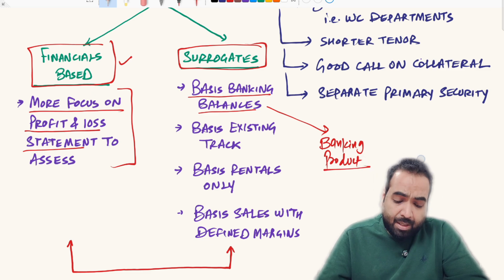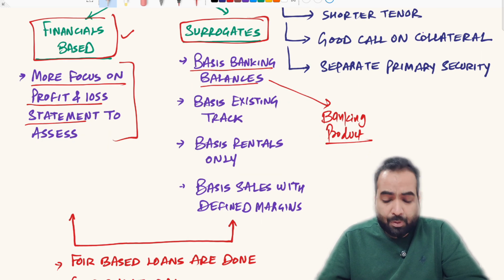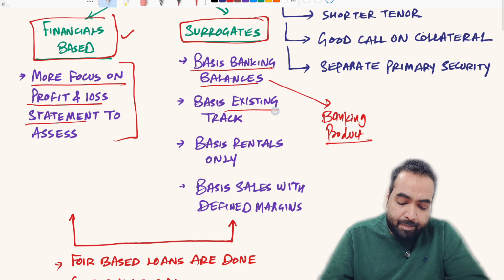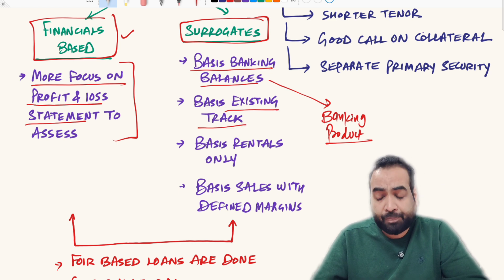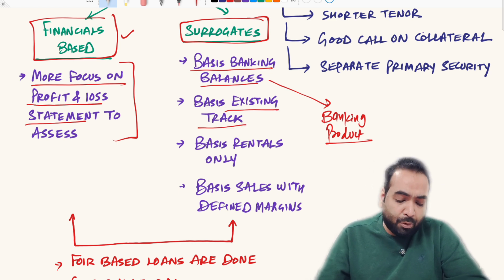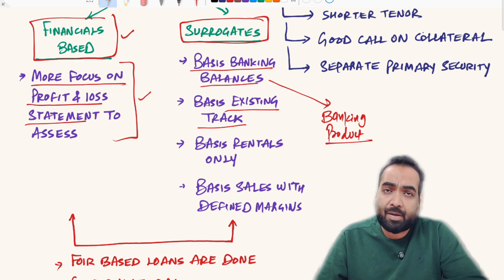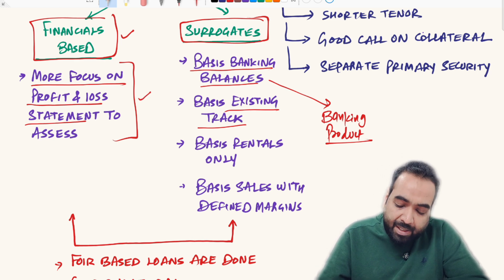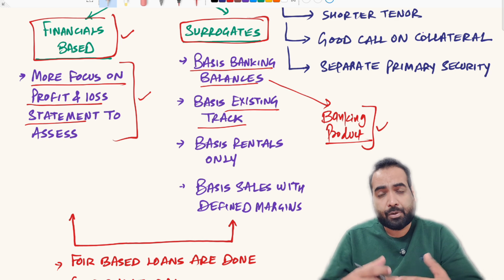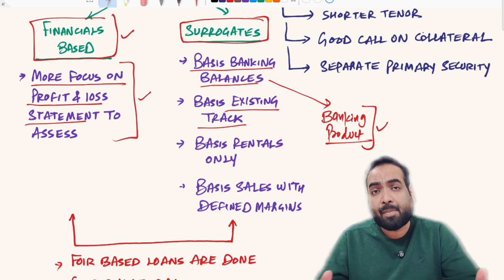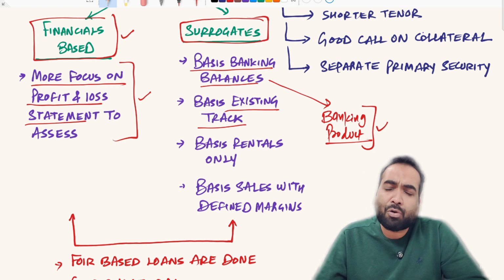right? Then there is another surrogate program that is called the track based surrogate program. See, if the borrower is not reflecting the actual picture of his business in his profit and loss statement, and his bank balances are not good enough to show a healthy amount of balances, then how do we judge that the borrower is generating cash from his business? How do we get that?